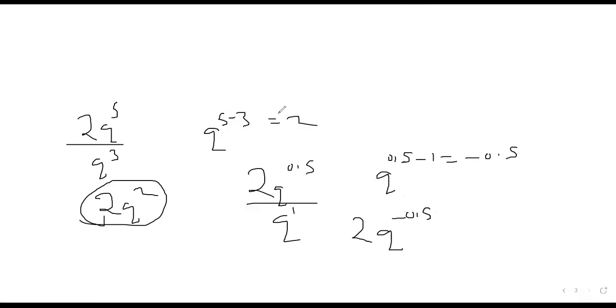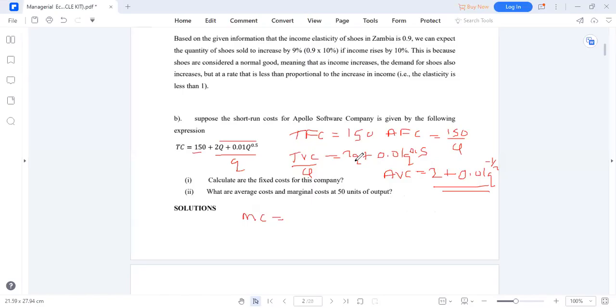So it's the same thing that I'm trying to explain here. When you divide q by 2, they cancel out. 0.01 q to the power 0.5 divided by q will be negative half, or negative 0.5. Is this clear?